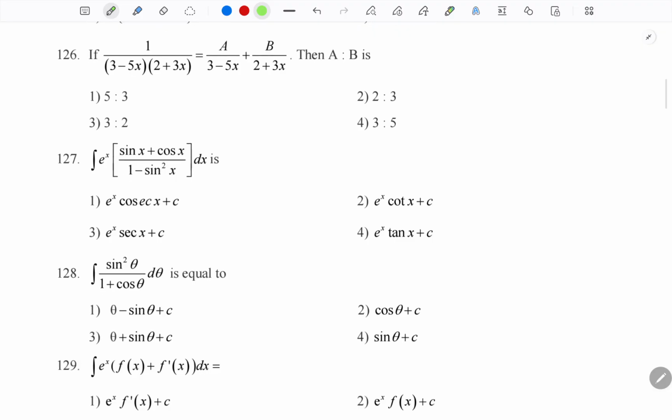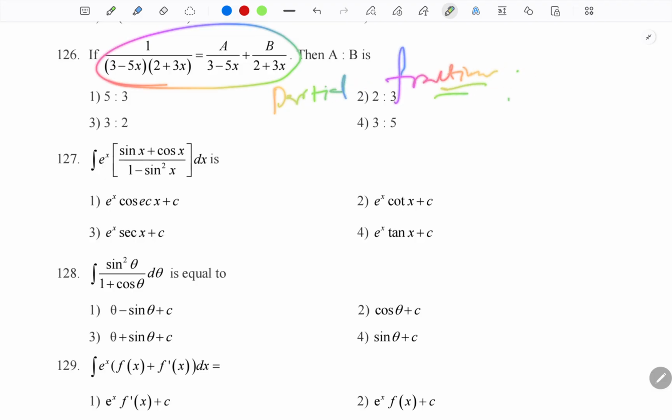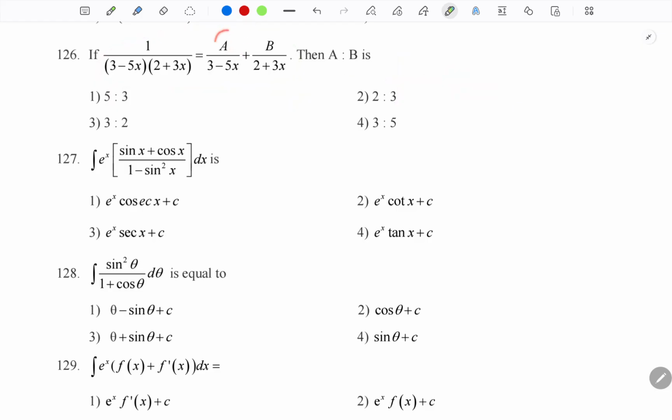Next, see this question. It is a very important question in your KCET examination. This method is called partial fraction. How to do it very fast in our examination? If you want to find the value of a, first observe when 3 minus 5x will go to 0. It should be 3 by 5. Then 5 cancels, and 3 minus 3 goes to 0. Clear? What is our substitution? x equal to 3 by 5 is my substitution.